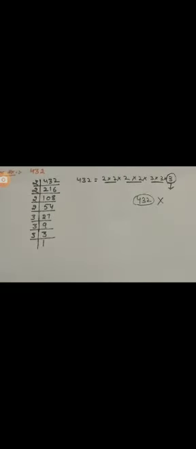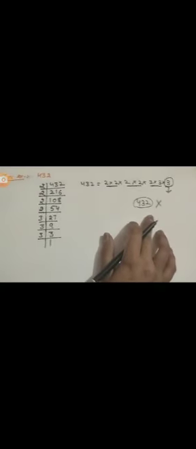Now 432 can be represented as 2 multiplied by 2 multiplied by 2 multiplied by 2 multiplied by 3 multiplied by 3 multiplied by 3. Now try to make the pairs: first pair, second pair, third pair. But now there is no pair for 3. 3 is left unpaired. Since 3 is left unpaired, hence 432 is not a perfect square. So if the question asks whether 432 is a perfect square, the answer is no.